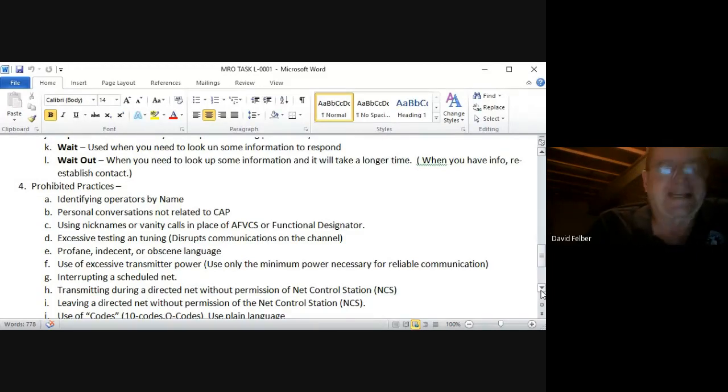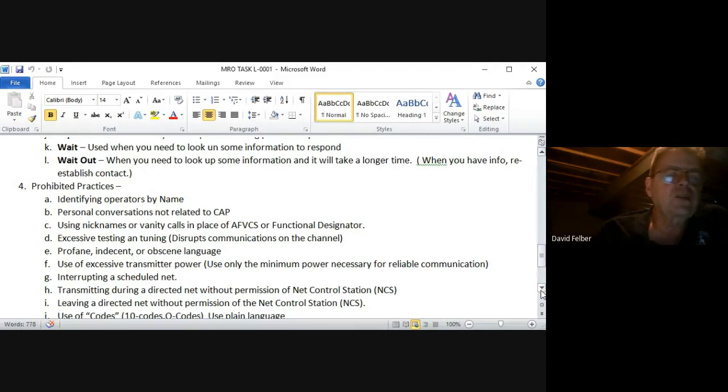Interrupting a scheduled net. During a scheduled net, the net control station is in charge of that frequency. Any transmission should be directed at the net control station. Never call another station on the net. Don't interrupt it without calling the net control station first to get permission to transmit.